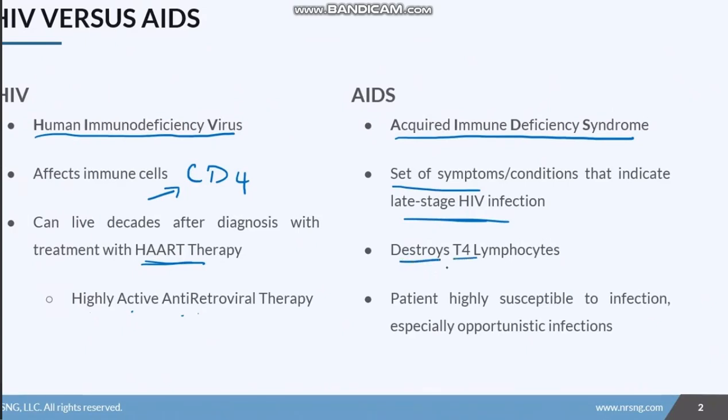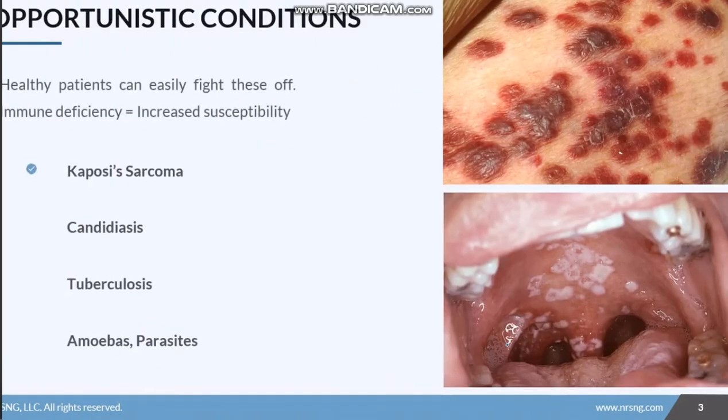If you remember from the leukemia and lymphoma lessons, lymphocytes are responsible for our immune system. So if the patient has complete destruction of all of their CD4 lymphocytes, then the patient is going to be highly susceptible to infection. Especially what we see are what are called opportunistic infections. Opportunistic infections are ones that healthy patients could easily fight off. Even simple things like pneumonia or a urinary tract infection could be really, really problematic for these patients. Because they are immune deficient, they're highly susceptible to even the most simple of viruses and illnesses.